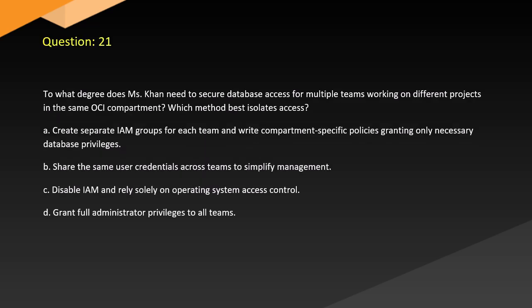Question 21. ISCON needs to secure database access for multiple teams working on different projects in the same OSI compartment. Which method best isolates access? A. Create separate IAM groups for each team and write compartment-specific policies granting only necessary database privileges. B. Share the same user credentials across teams to simplify management. C. Disable IAM and rely solely on operating system access control. D. Grant full administrator privileges to all teams.